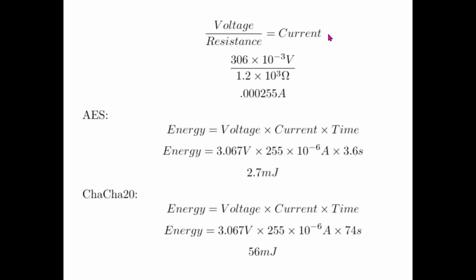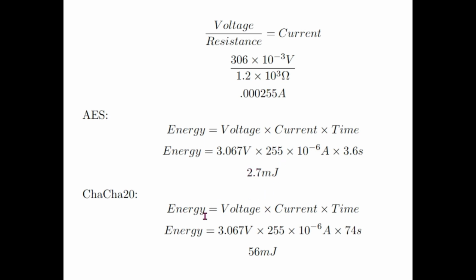So now we're using all the information that we gathered and putting it into the formulas that were supplied in Canvas and outside of Canvas to figure out what the energy consumption is. You can see here that the voltage was 306 microvolts and 1.2 ohms. If we divide the two of them, then we get 0.000255 amps. Next up for AES, we have our voltage, which is the same since we're using the same tool. And then we're multiplying by the current, which is the amps that we calculated before, and then the time, which was 3.6 seconds, according to the oscilloscope reading that we had earlier. And there we get 2.7 microjoules.